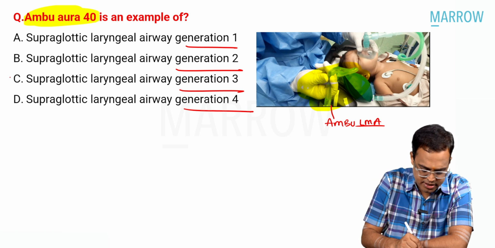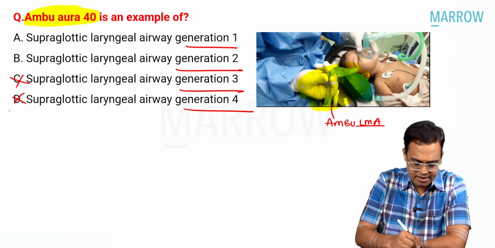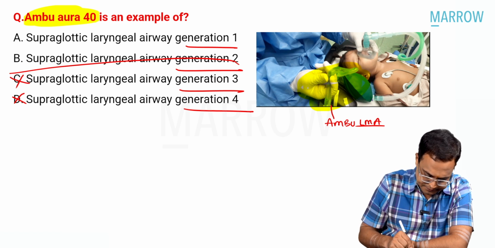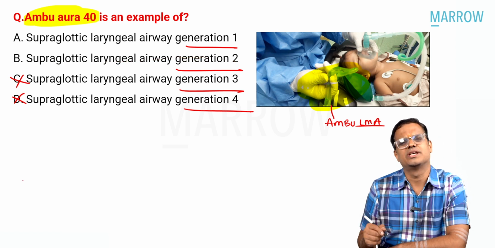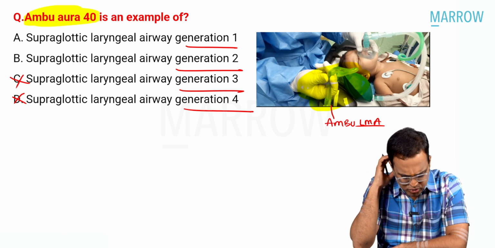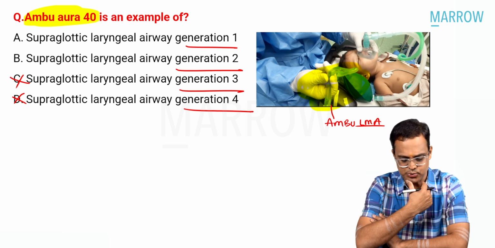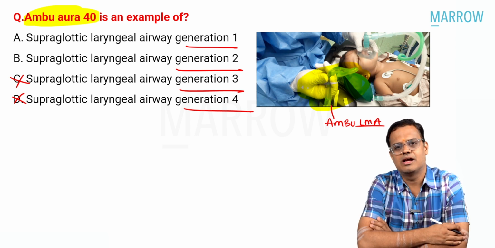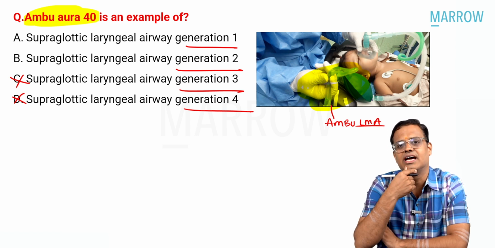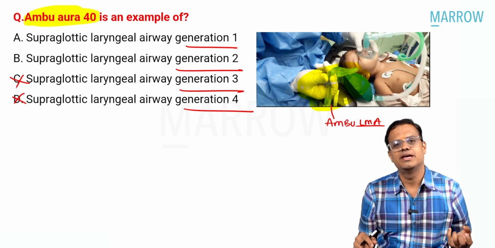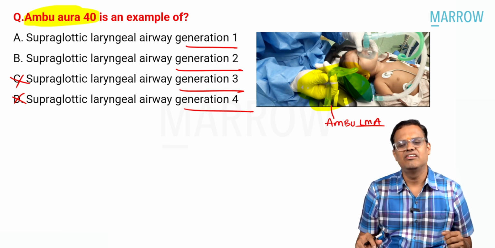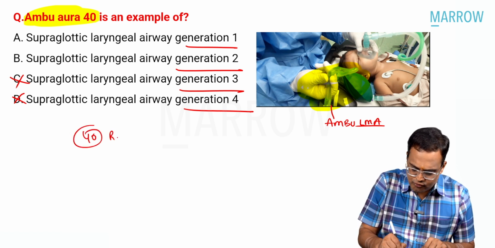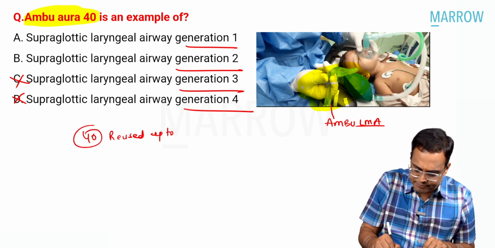Obviously, you can rule out two options. There is no third and fourth generation LMA. So, these two options are ruled out. The biggest question, I am not very sure of the rules, but Ambu is a company name, right? Why are they asking about this Ambu Aura 40 without an image? How would an undergraduate identify this Ambu Aura 40? 40 means it can be reused up to 40 times.